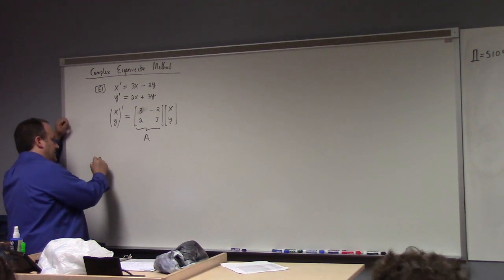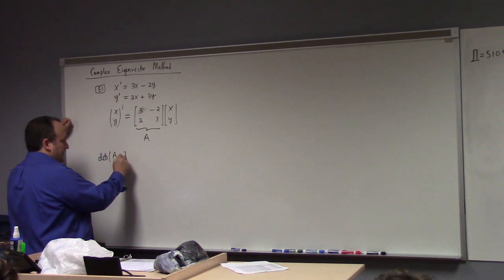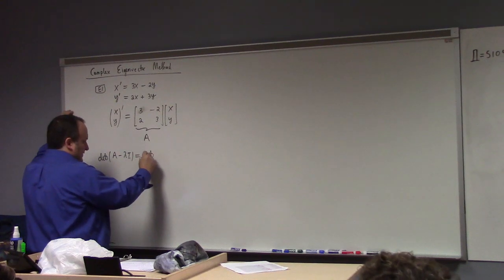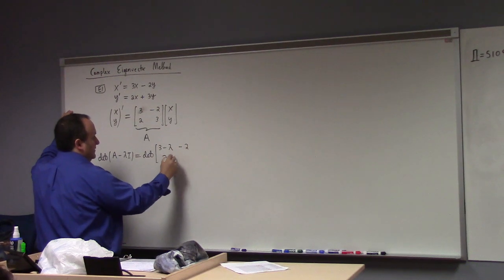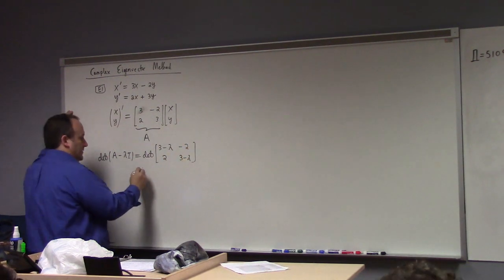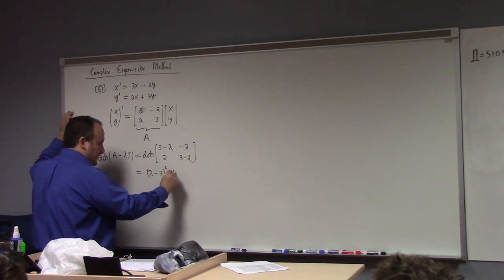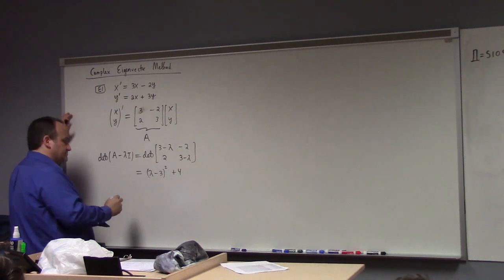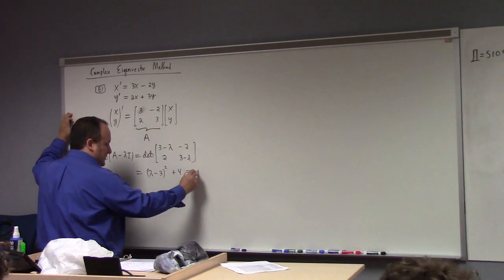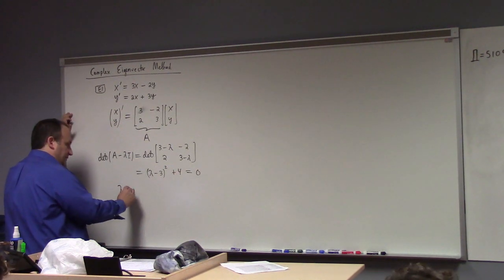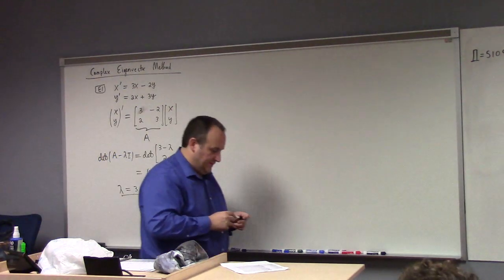I need to calculate the eigenvalues of A. So I take the determinant of A minus lambda I, which is the determinant of 3 minus lambda, minus 2, 2, and 3 minus lambda. That gives me lambda minus 3 quantity squared plus 4. All right, so if I set this equal to 0, this means that lambda equals 3 plus or minus 2i. So I have a complex eigenvalue for this problem.